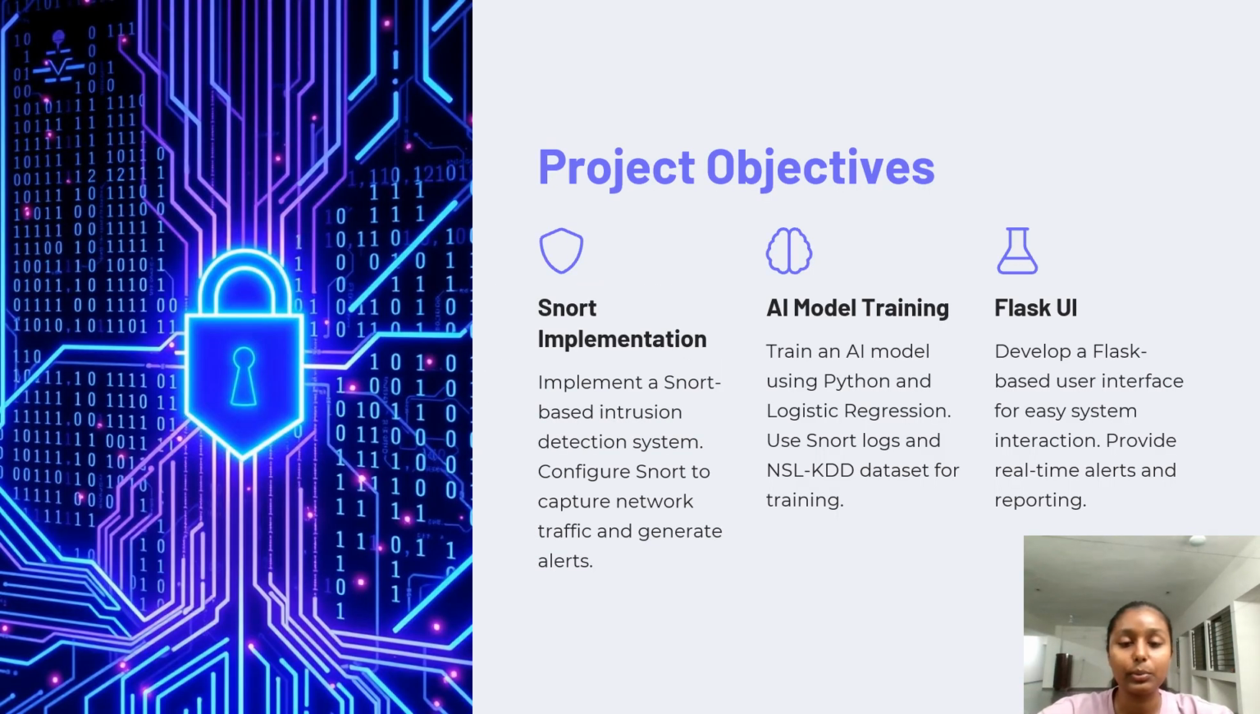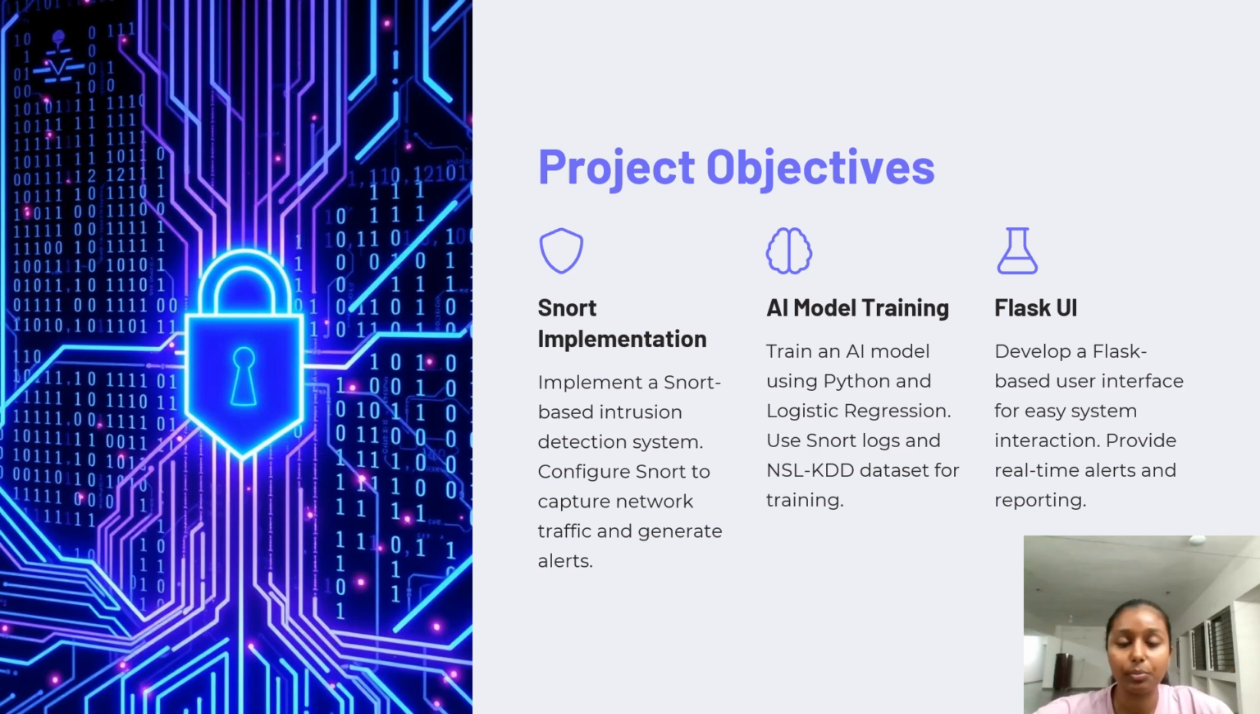Here, my project, which is AI-based network intrusion detection system, has three major objectives. The first one is Snort implementation. Snort is an open source network intrusion detection software which configures and captures our network traffic and alerts the users. Snort is a detection software, so it doesn't prevent the attack, but it can generate an alert to the customer, and then we can prevent it through any other way.